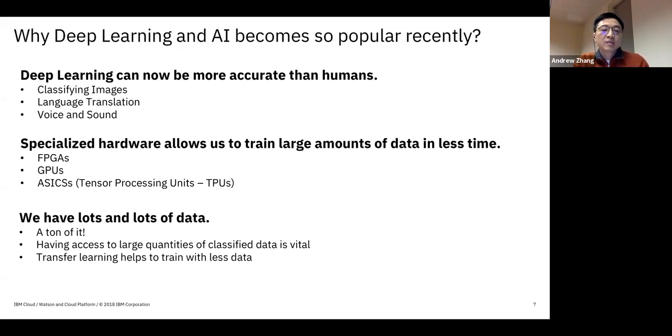But to be successful in a machine learning project, we need access to a large quantity of data, and also a large quantity of labeled or classified data. This is very important. On the academic side, there's research on transfer learning, helping us train deep learning or machine learning models with less data. And that is in response to the challenge that many organizations still lack data.